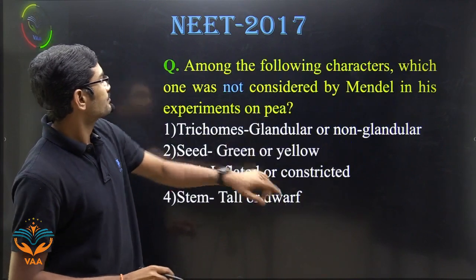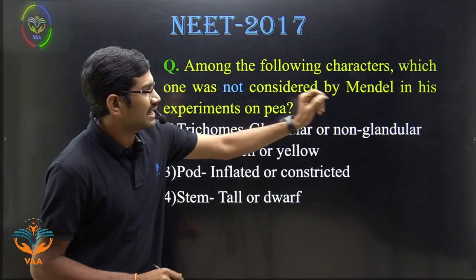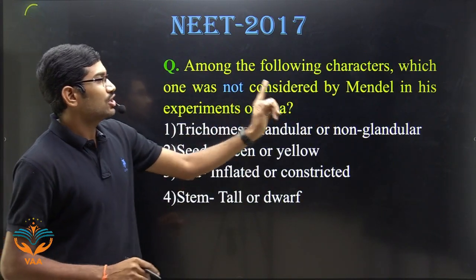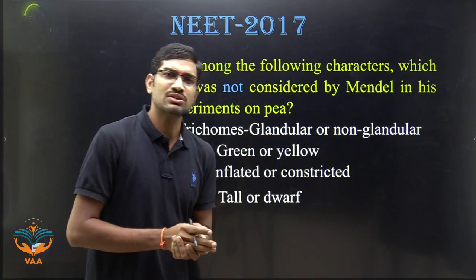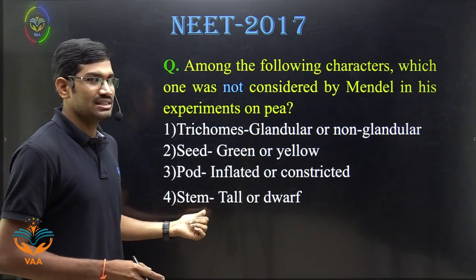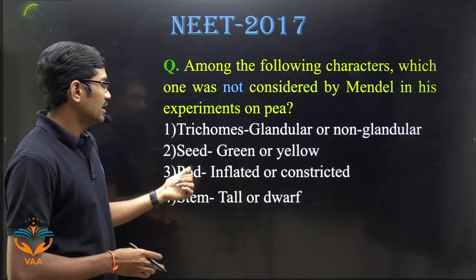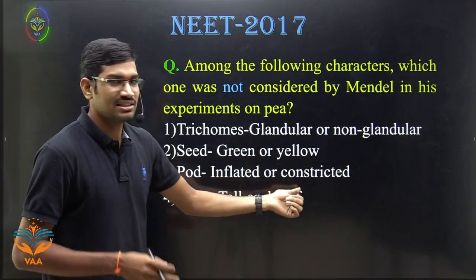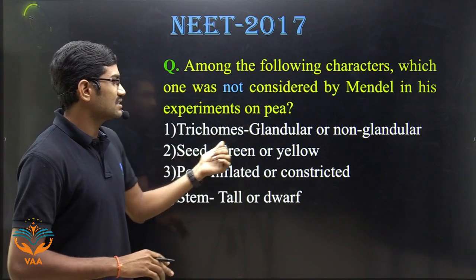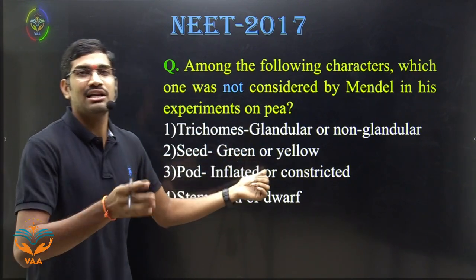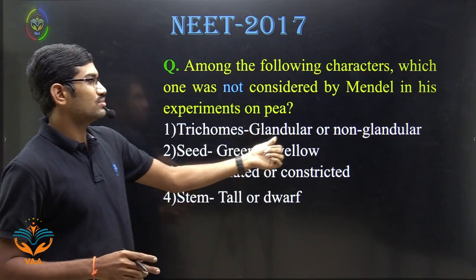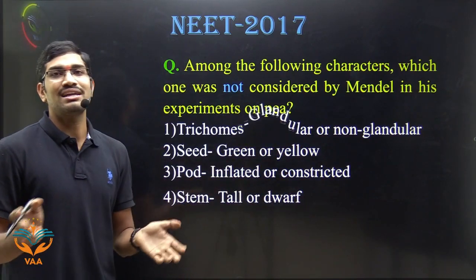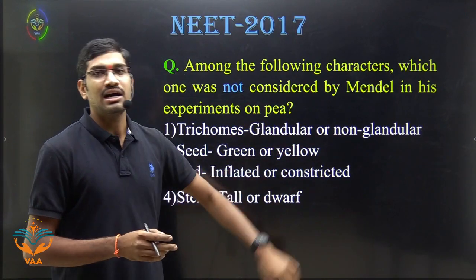Clear? Next one. Among the following characters, which one was not considered by Mendel in his experiments on pea? This we can easily see. Regarding the stem height, tall and dwarf, he studied. Regarding the pod shape, inflated or constricted, he has studied. Regarding the seed, whether it is green or yellow colored, that also he studied. But he did not study the trichomes, whether they are glandular or non-glandular. So that's why the answer is option 1.